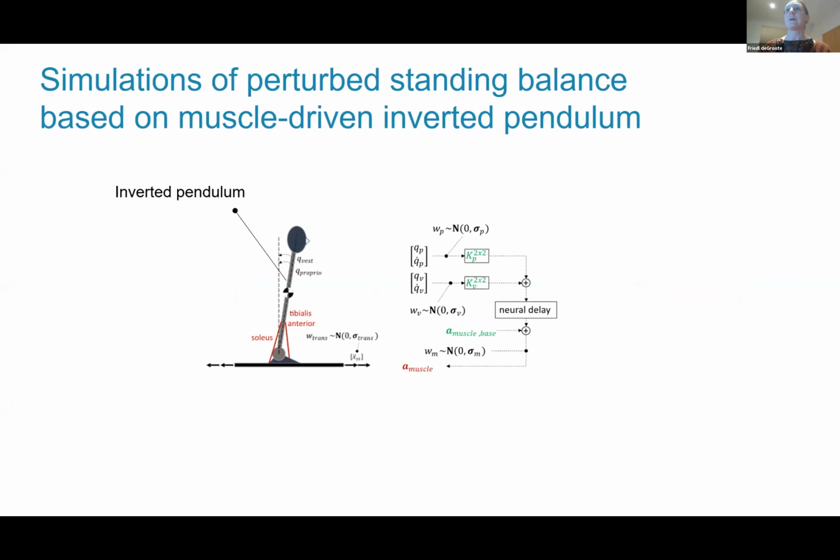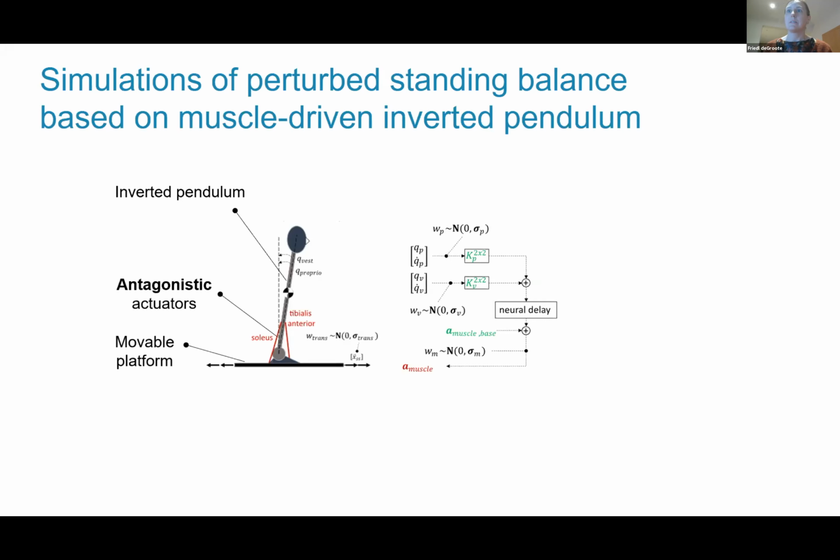So we explored this mechanism by performing simulations of perturbed standing balance based on an inverted pendulum model that was driven by a pair of antagonistic muscles. The model was perturbed by translations of the platform, and we considered two types of muscles, either Hill-type muscles that describe the force-length-velocity relationship of muscle, or a Hill-type muscle extended with short-range stiffness.